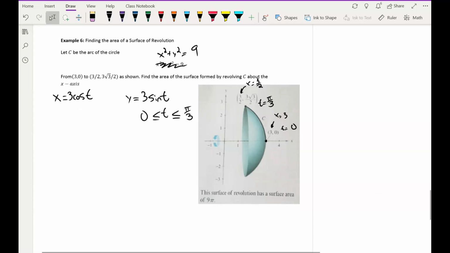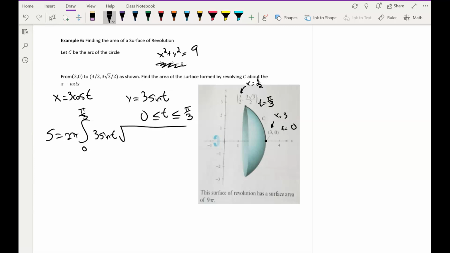All right, so we have our limits of integration. We want to find the surface area. All we're going to do is plug things in and do some calculus. So this isn't too bad. Surface area is going to be 2 pi times, now we're integrating from 0 to pi over 3. We want the surface of revolution when we revolve it about the x-axis, so use that first equation. Well, that's 2 pi times g of t, which is just going to be 3 sine t.